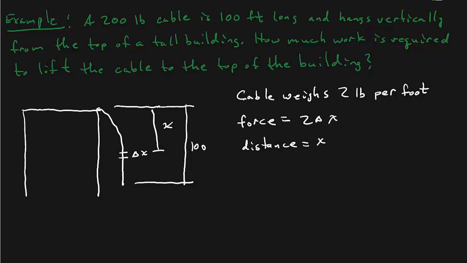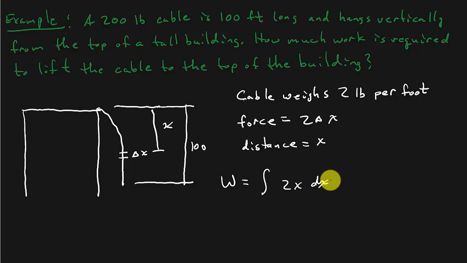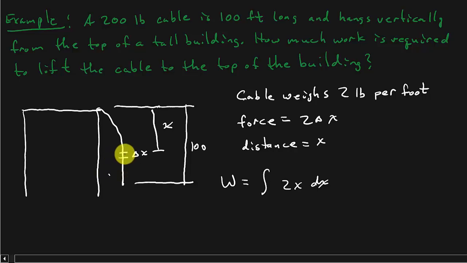All right, so remember, work is equal to force times distance, and we're going to integrate it. So the force times distance, that's going to be 2 delta x times x. So that's going to be 2x, and remember, delta x is equal to dx. All right. Now we need to figure out what our limits are. All right. So remember, this little piece of rope here, I keep saying rope, I mean cable. Okay. If I say rope again, just know it's cable.